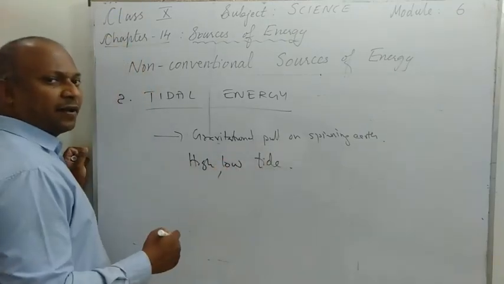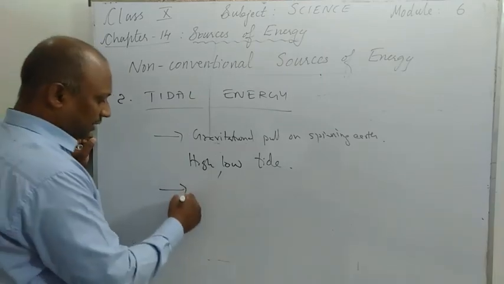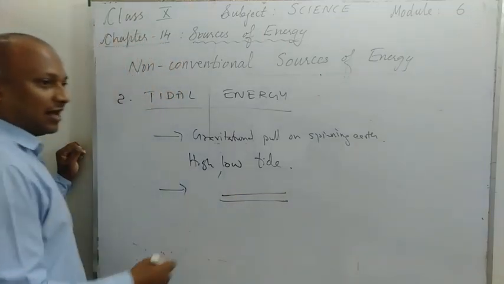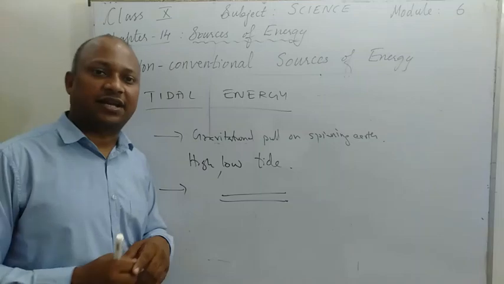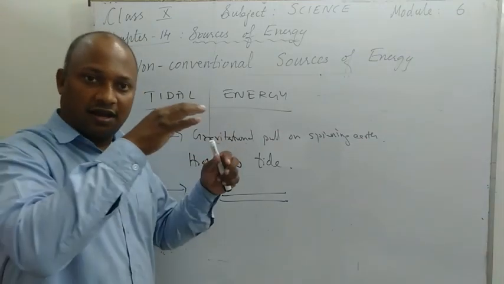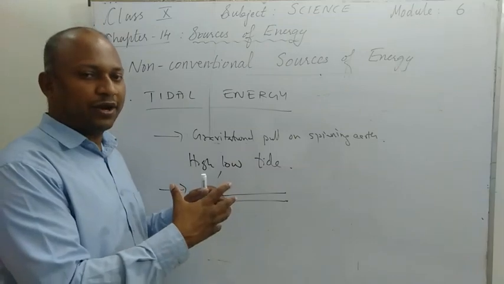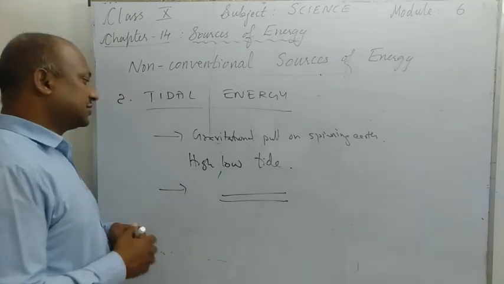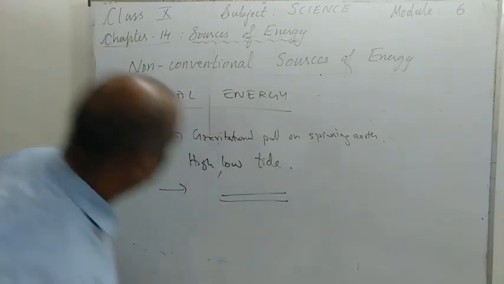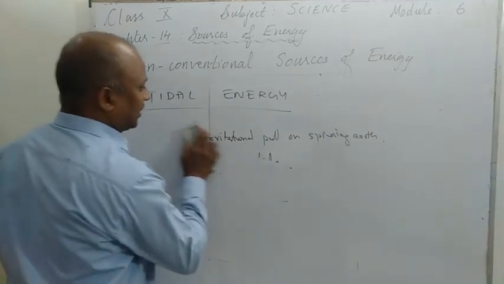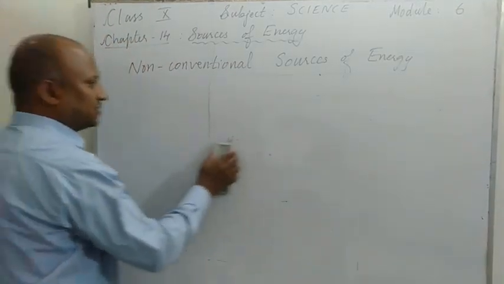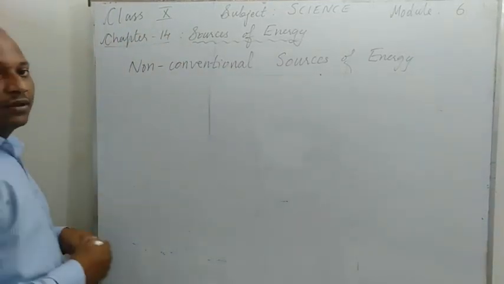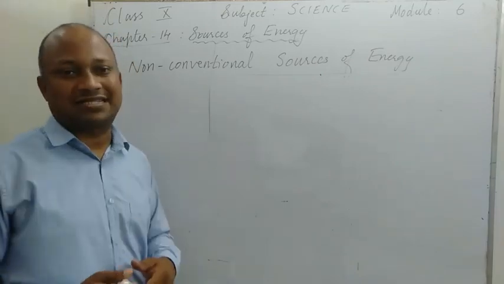It is harnessed by building dams where there is a narrow opening, and then generators are used. When there is a high tide, the water flows into the narrow opening, and when there is a low tide, the water flows out, which helps in rotating the turbines. That is tidal energy. The limitation is that very few commercially viable sites are there to exploit this tidal energy.